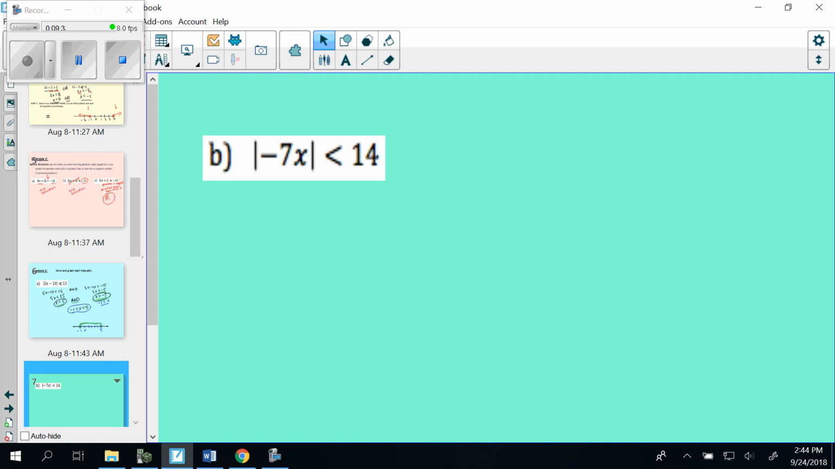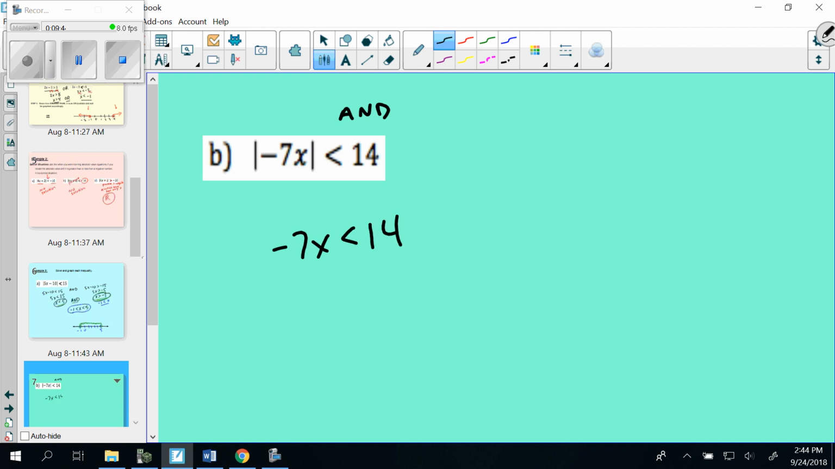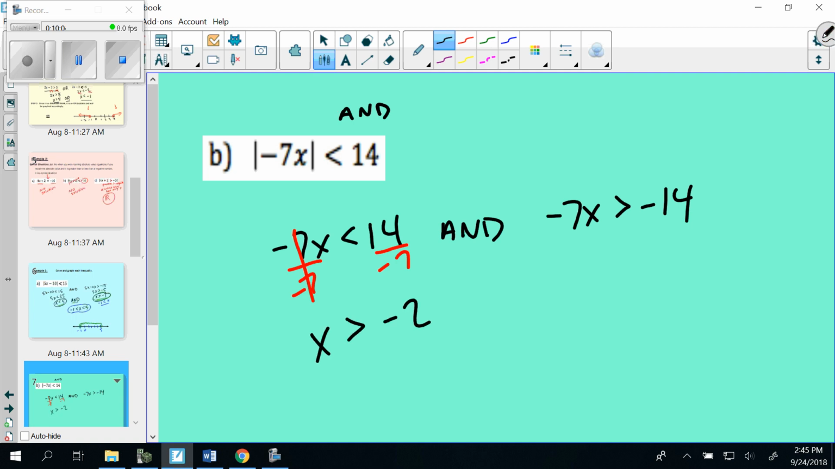Okay, on this one, same thing, less than, this is an and one. And so we know this has to be less than 14. And the same thing, the absolute value could be greater than the opposite of this value, negative 14. Solve them both. Here's an example though of one. When we divide here by negative 7, that means anytime you're dividing by a negative, we're going to have to switch the direction of the sign.